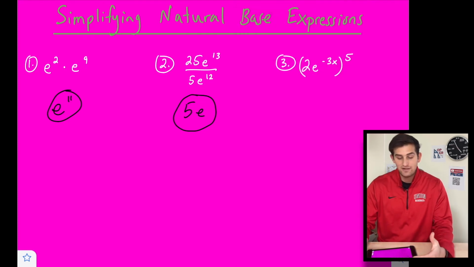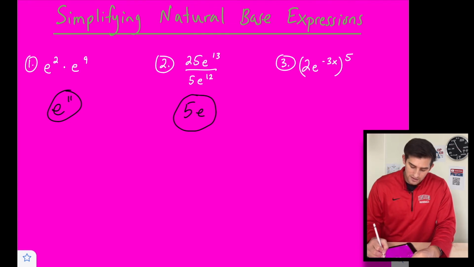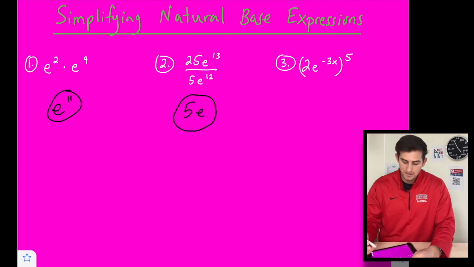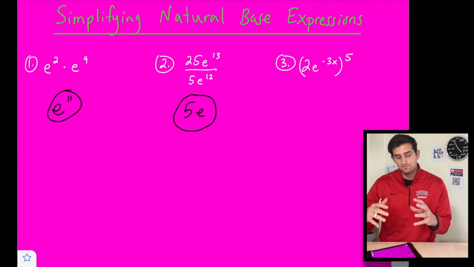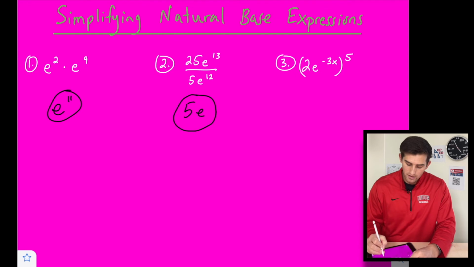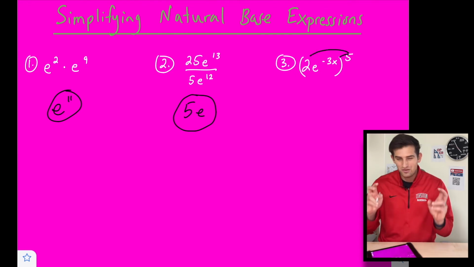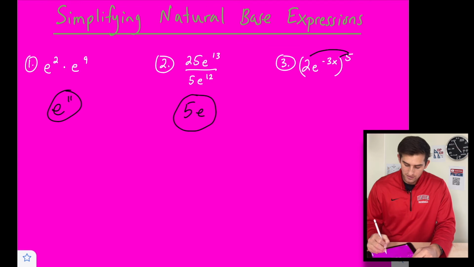Now for number 3, we have an x also as part of our expression, so we're not going to be able to use the calculator to verify it, but we can rely on our exponent rules to make sure we get this correct. We have 2e raised to the negative 3x power, and that product is raised to a power. So I'm going to distribute this exponent to both parts. We have 2 to the 5th times e to the negative 3x to the 5th. 2 to the 5th I know is 32, and here we multiply these two exponents, so this would be e to the negative 15x power.